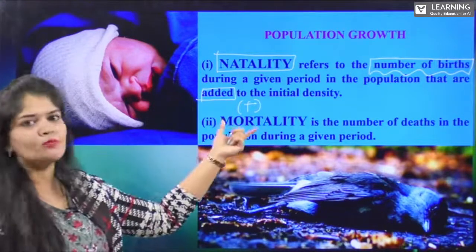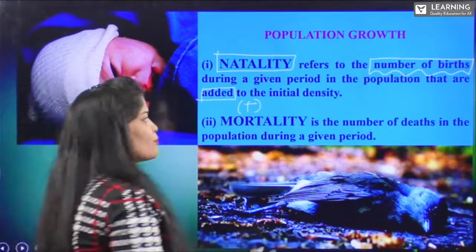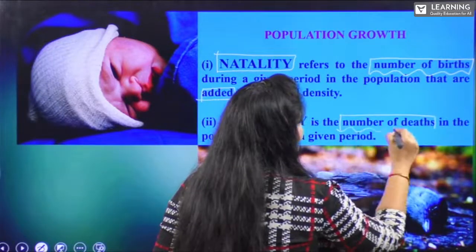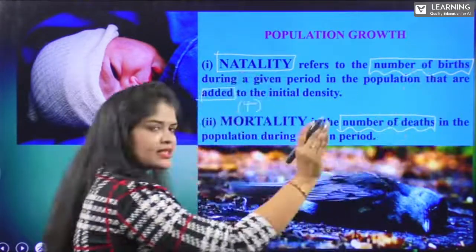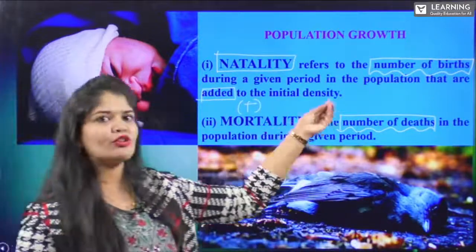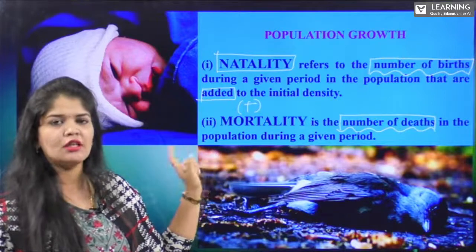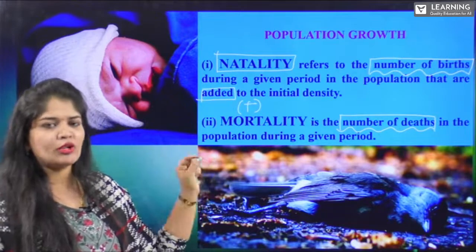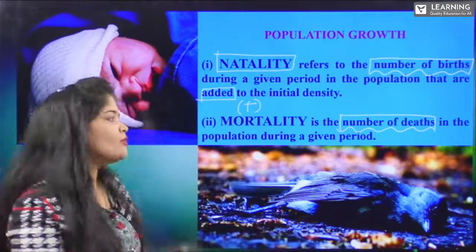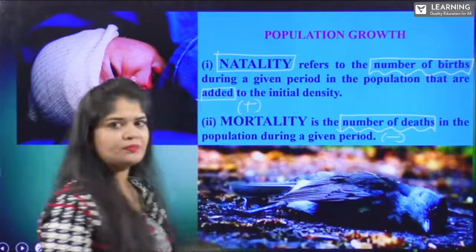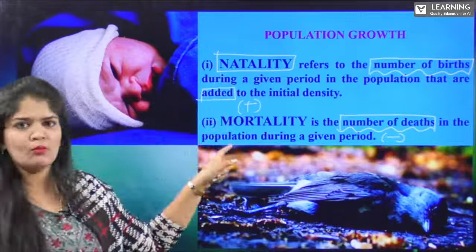Coming to mortality. This is the number of deaths. Natality is the number of births and mortality is the number of deaths. The same thing, in a given period of time in the population, as it is contributing to decreasing, we take it as a minus sign. So this is all about natality and mortality.